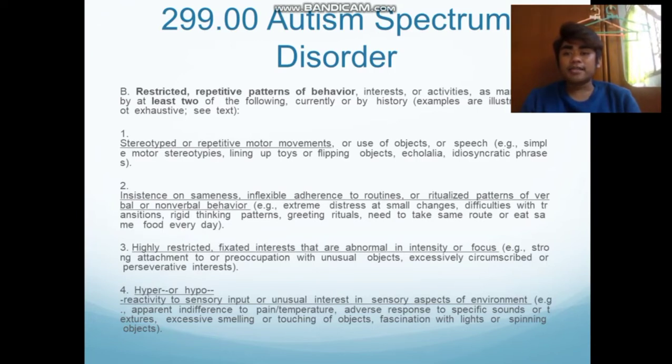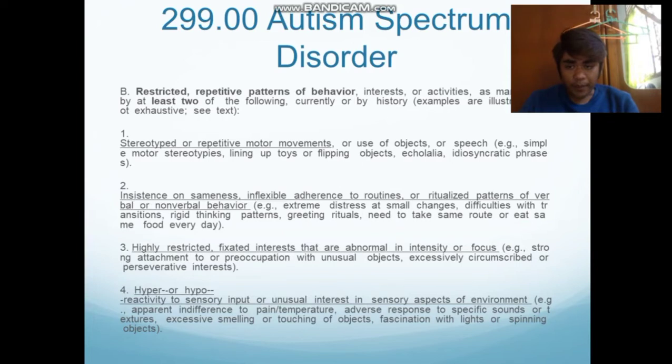Part B, restricted, repetitive patterns of behavior, interests, or activities, as manifested by at least two of the following, currently or by history. Examples are illustrative, not exhaustive. Number one, stereotyped or repetitive motor movements, use of objects, or speech, for example simple motor stereotypies, lining up toys or flipping objects.